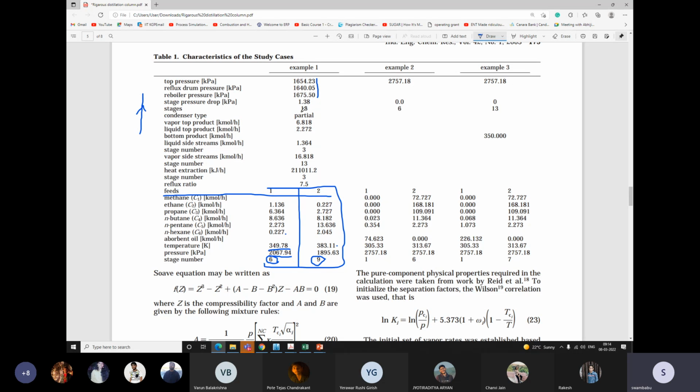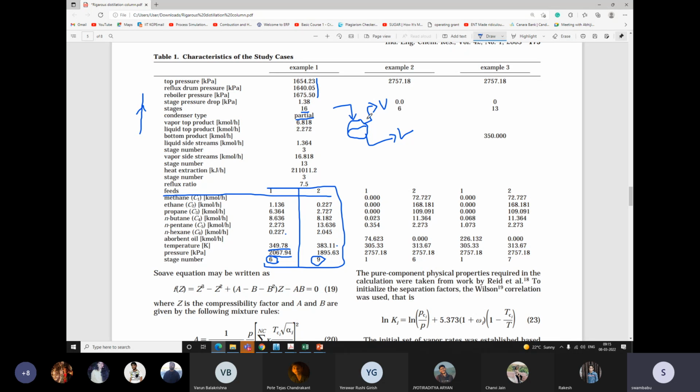Now, the total number of stages is 16, and this is a partial condenser. Partial condenser means the vapors coming out of the distillation column are partially condensed, not fully converted to liquid. So you will have some vapor and some liquid, so we have a vapor product and a liquid product.